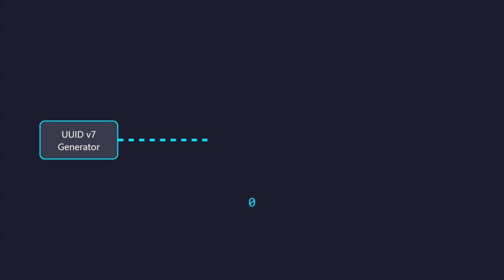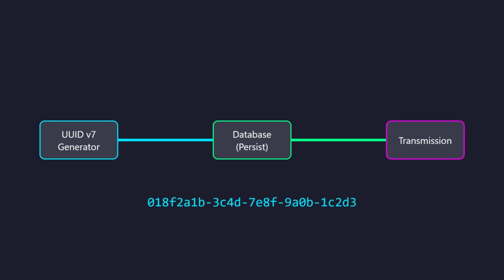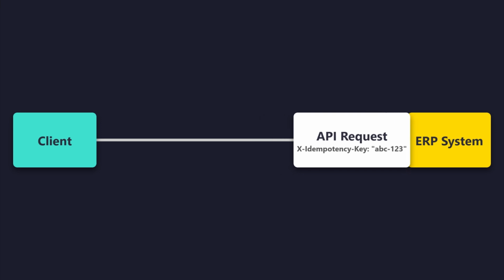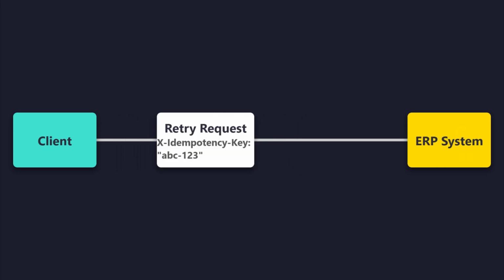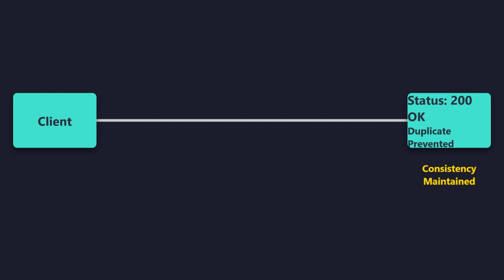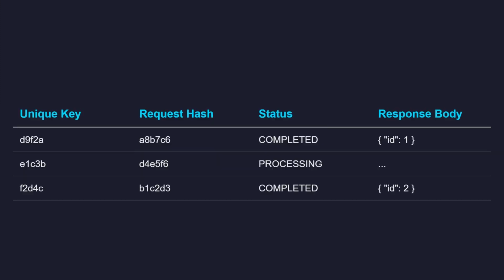Clients should generate a universally unique identifier version 7 for each new operation, ensuring the key is persisted before the first transmission attempt is made. Use the standardized X-Idempotency-Key header in your API requests to maintain consistency across different modules of your enterprise resource planning suite. Upon receiving a request, the server must immediately check an internal idempotency table to determine if the specific key has been processed or is currently active.